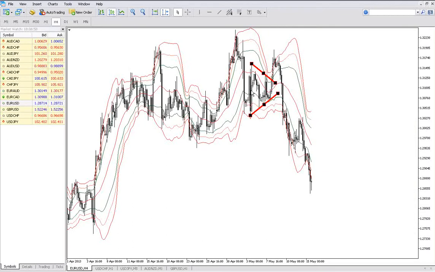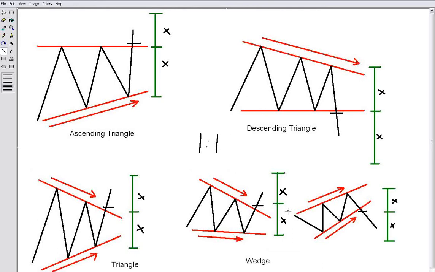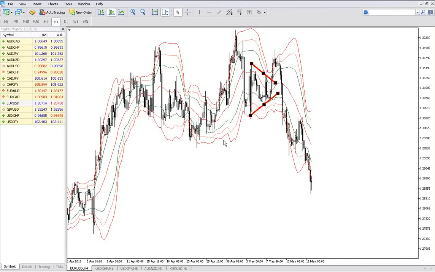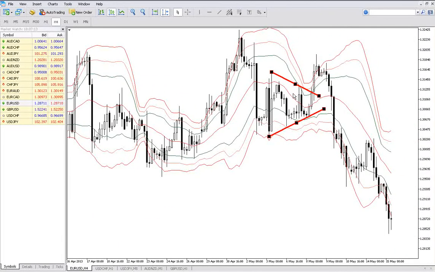Now, if this was a wedge, i.e., one of these on the right hand side at the bottom, we'll still trade the same. Everything is exactly the same. It's just how the lines are. The only difference is obviously where the lines are pointing. So I'm just going to zoom in a little bit for you here.